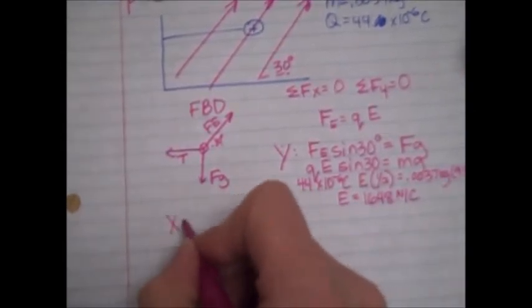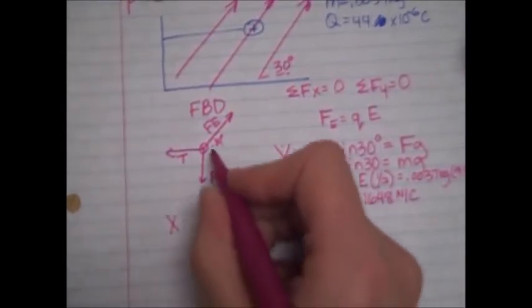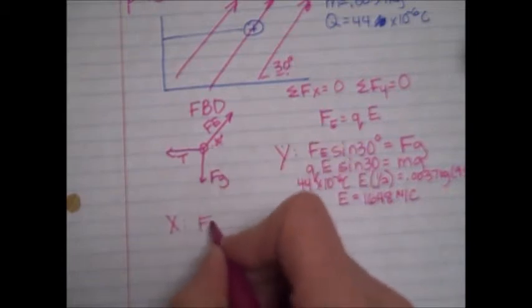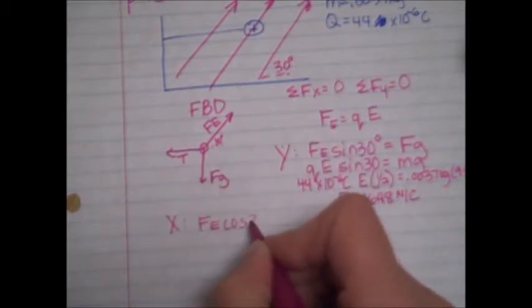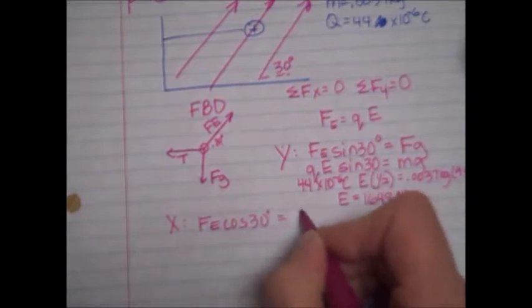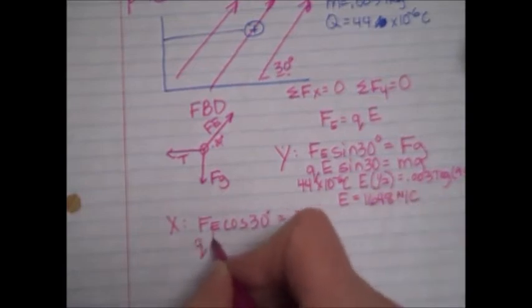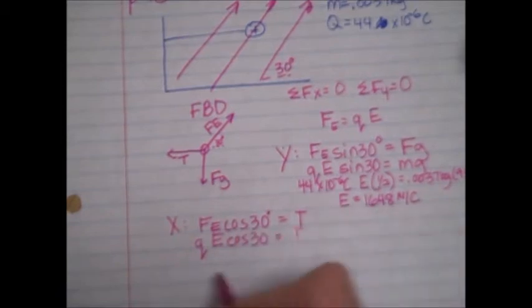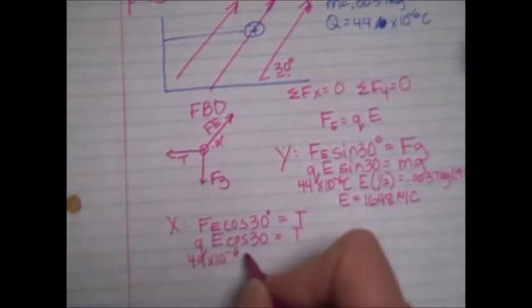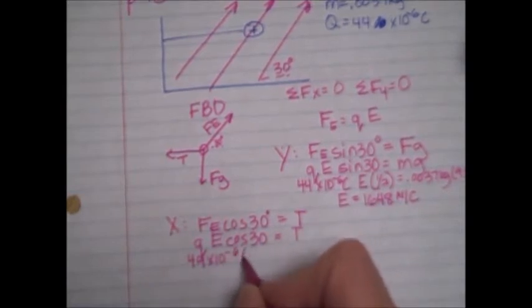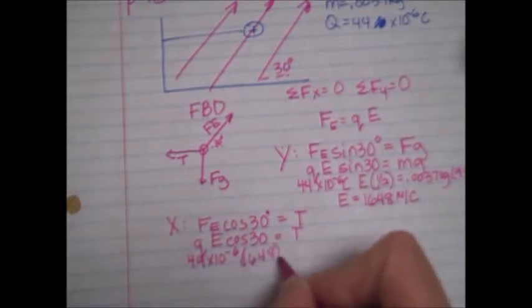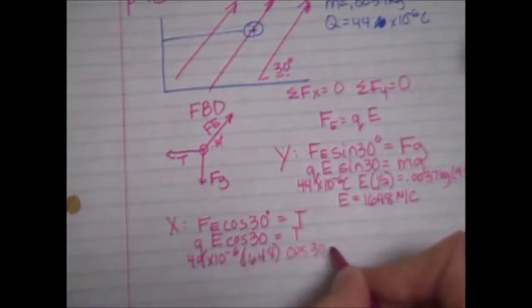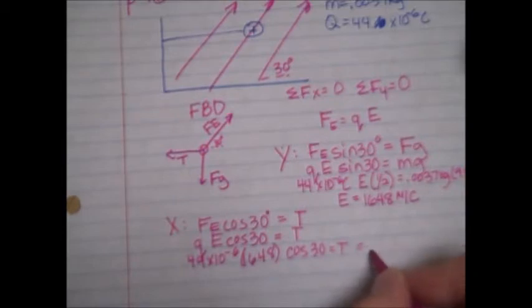And I can use that now in the x direction. The horizontal component of the electrostatic force, Fe cosine 30, will equal the tension. So QE cosine 30 is equal to tension. So plug in 44 times 10 to the minus 6 times the electric field, 1648, times cosine 30 equals tension, and I get that the tension was 0.063 newtons.